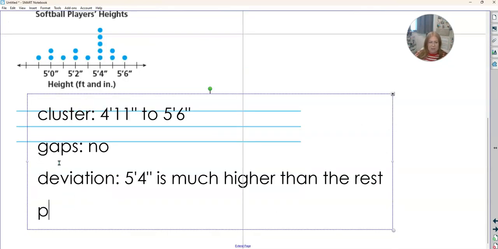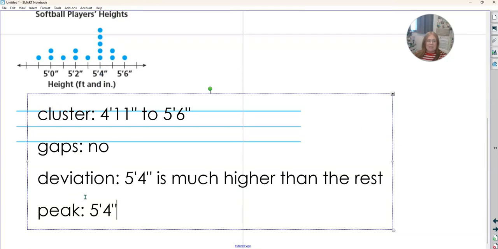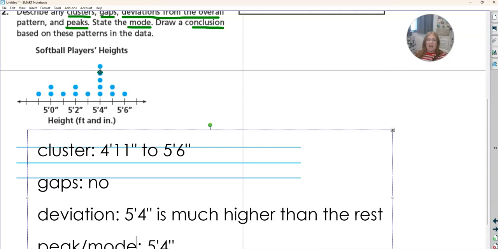Any peaks we notice, the peaks are like the top of the mountain. So the highest one is 5'4", 5 feet 4 inches. And we have to state the mode. Remember, the mode is the one that happens the most. So it matches the peak. The peak and the mode are the same thing. They're the ones that are most common. It was most common on the softball team to be 5 feet 4 inches. They have 5 people that are that tall.